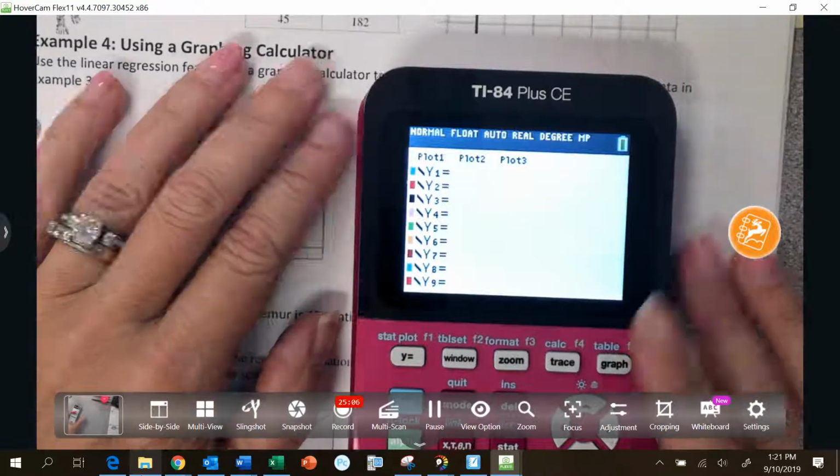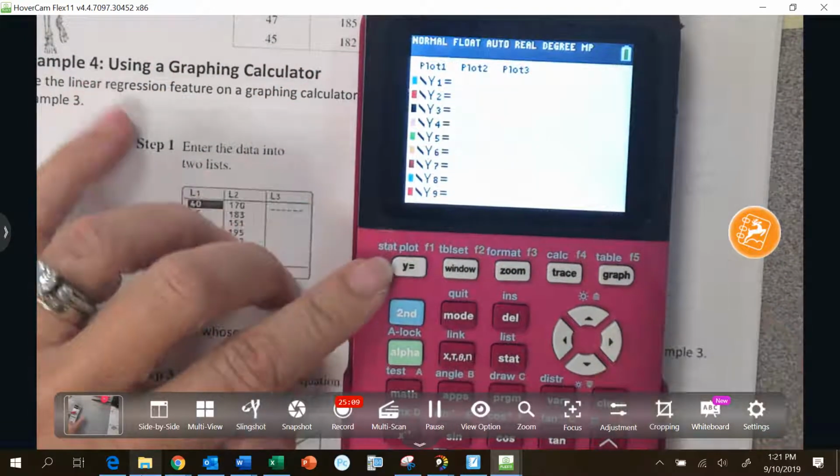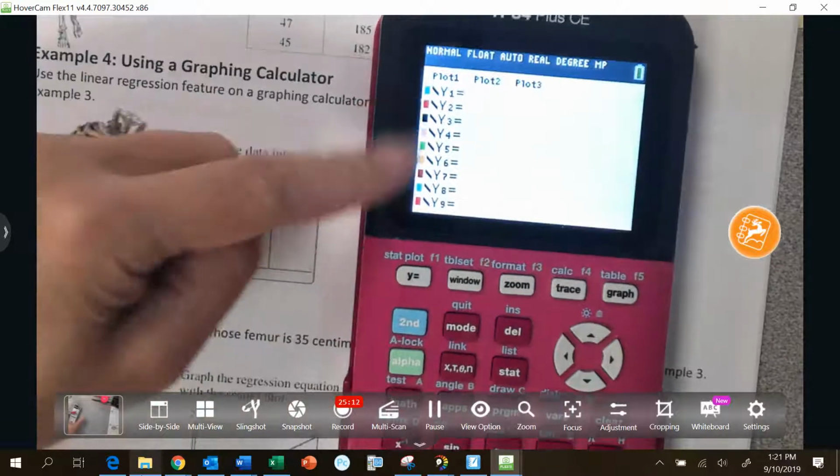What I want you to do first, we're going to pretend we're about to graph something. I want you to go to y equals, and I want you to make sure nothing's in there.